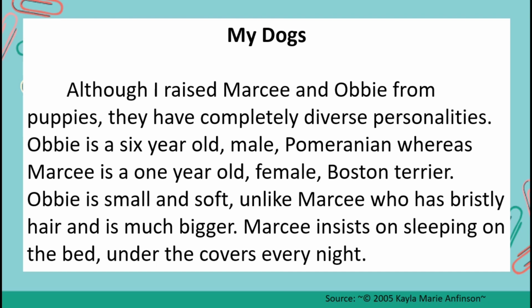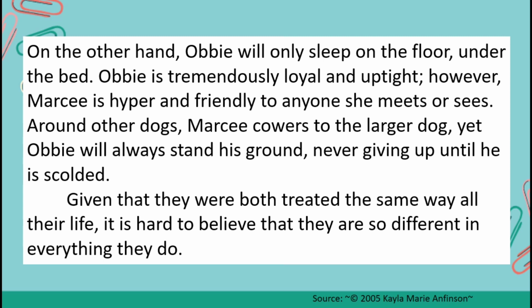My dogs. Although I raised Macri and Obi from puppies, they have completely diverse personalities. Obi is a 6-year-old male Pomeranian, whereas Macri is a 1-year-old female Boston Terrier. Obi is small and soft, unlike Macri, who has bristly hair and is much bigger. Macri insists on sleeping on the bed under the covers every night. On the other hand, Obi will only sleep on the floor under the bed.